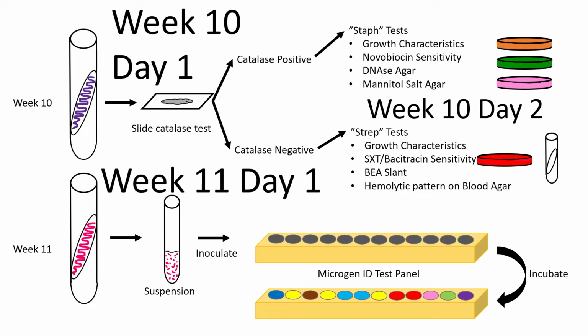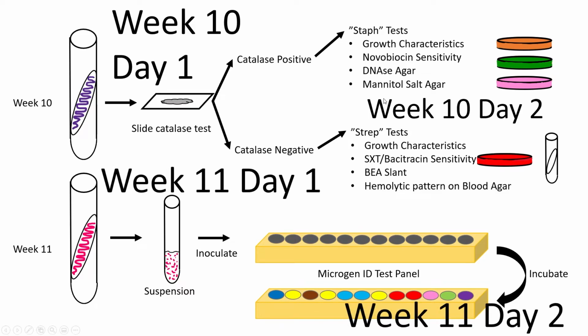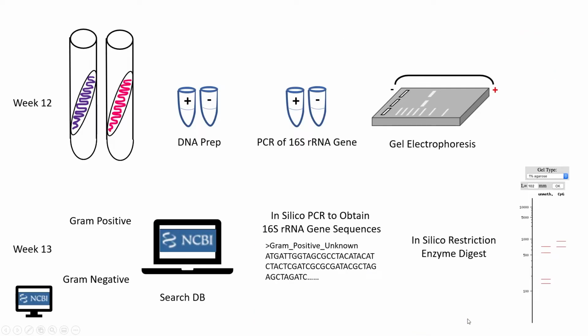Oh, and I forgot to show the nice little schedule. You can see week 10, day 1 is the slide catalase test. Then we inoculate all of the media. Week 10, day 2, we read the results of the media. Week 11, day 1, we make our suspension and then put the suspension in all of these wells. Then we incubate it, and we read it on week 11, day 2.